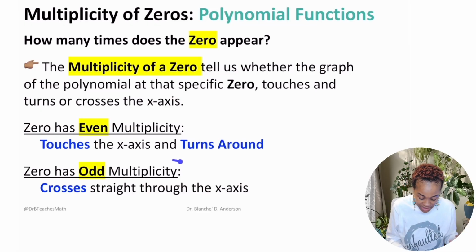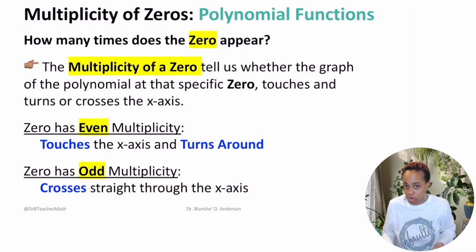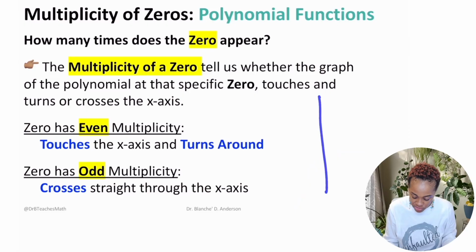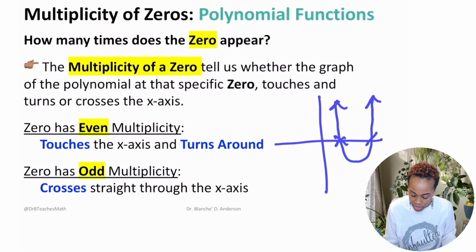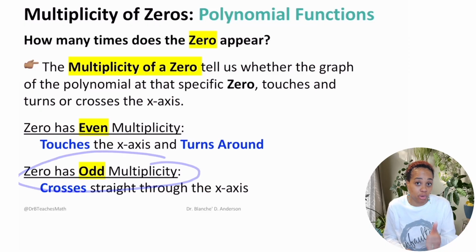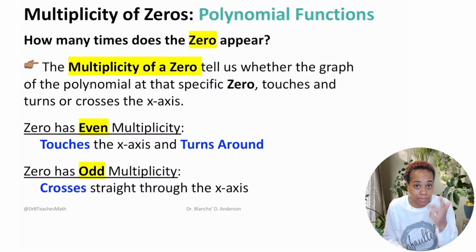Now, if your zero has an odd multiplicity, it's going to cross straight through the x-axis. So you remember when we had the graph of x cubed? See, it's crossing directly through the x-axis. And I drew it like that, but you could have a graph that goes just like this. You could have a parabola that goes like this, where it crosses. Wherever it crosses the x-axis, remember, those are x-intercepts. Those zeros are real zeros. They're real numbers, and they cross the x-axis if they have odd multiplicity, meaning the zero showed up once, 3 times, 5 times, 7 times, 9 times, all your odd values.